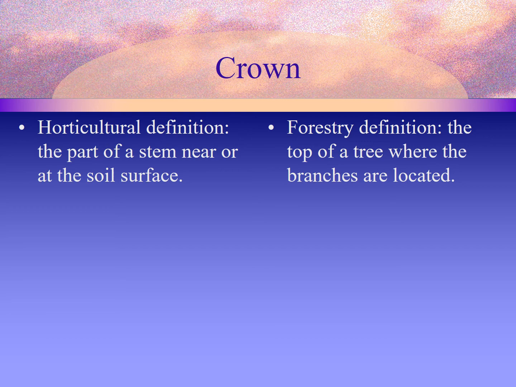All right, moving on to a crown. A crown is a structure that really has 2 definitions depending upon whether you're a horticulturalist or whether you're a forester. So from a horticultural perspective, a crown is the part of a plant stem that is near or at the soil surface. From a forestry perspective, the crown of the plant is the top of the tree where the branches are located.